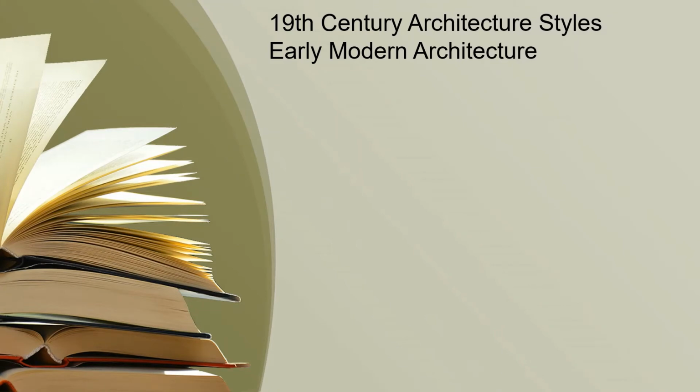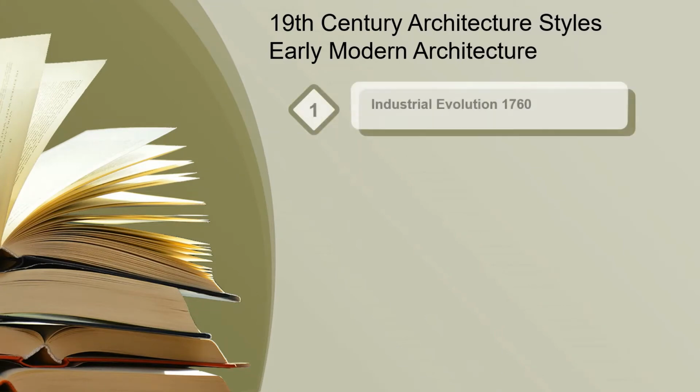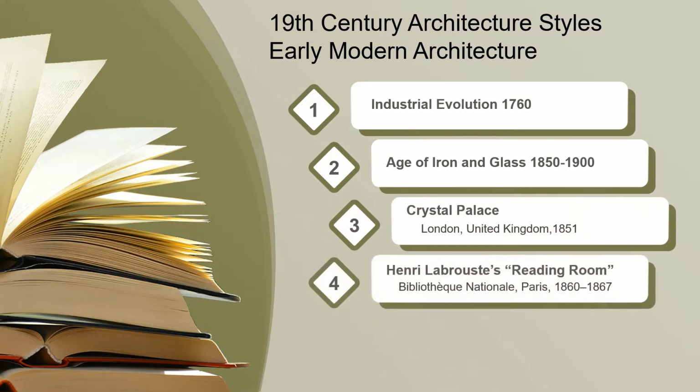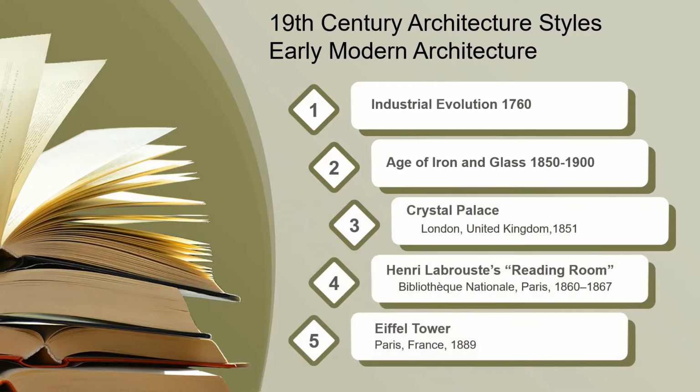In this part of the video, we'll be talking about early modern architecture in the 19th century, starting with the Industrial Revolution and the Age of Iron and Glass, including three buildings: the Crystal Palace, Henry Labrouste's Reading Room, and the Eiffel Tower.